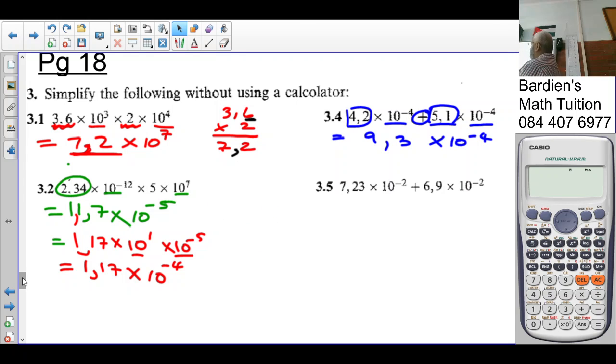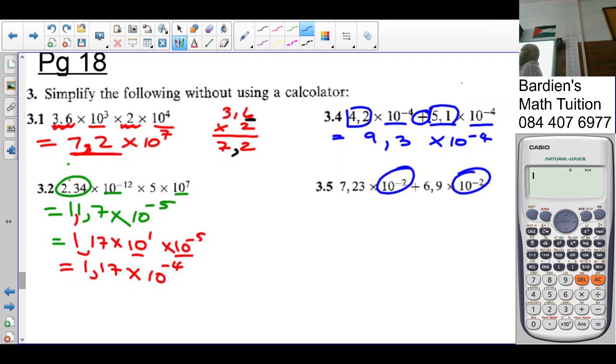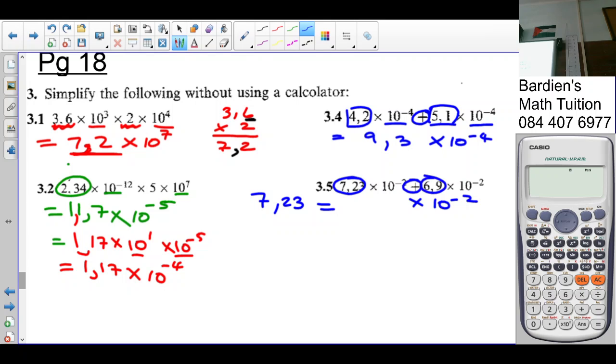Alright, 3.5. When we're adding or subtracting, what must be the same? The 10 to the negative 2. Is it the same? So do I have to change it? No. No changes need to be done here. So then that will still just be 10 to the minus 2. So in other words, we're going to say 7,23, which is that number, plus 6,9. If that had to be minus, I would have said minus 6,9. Are you all okay with that?